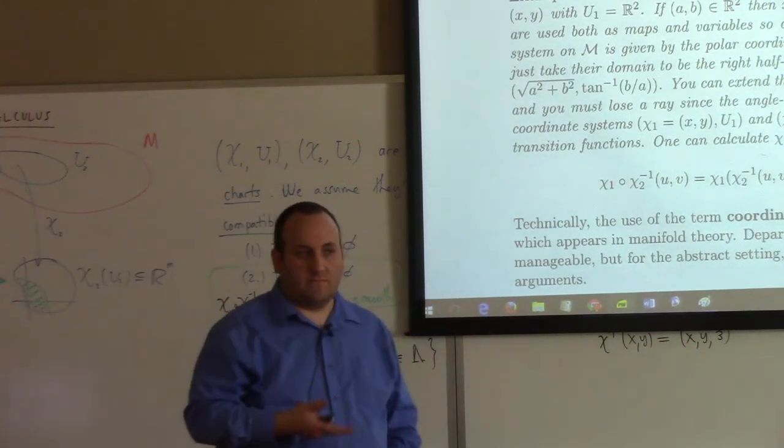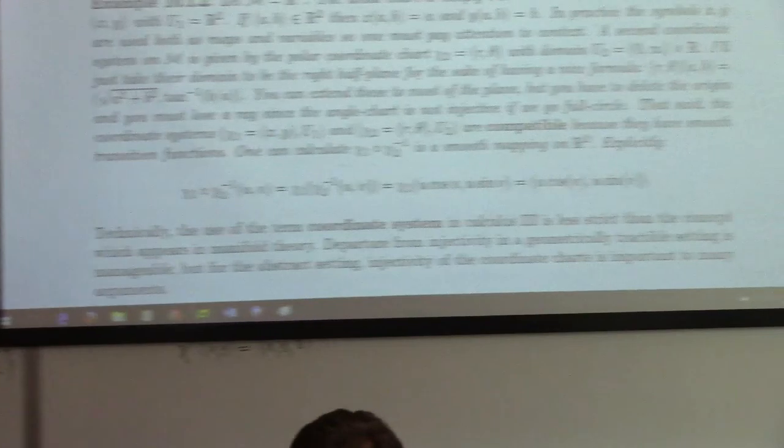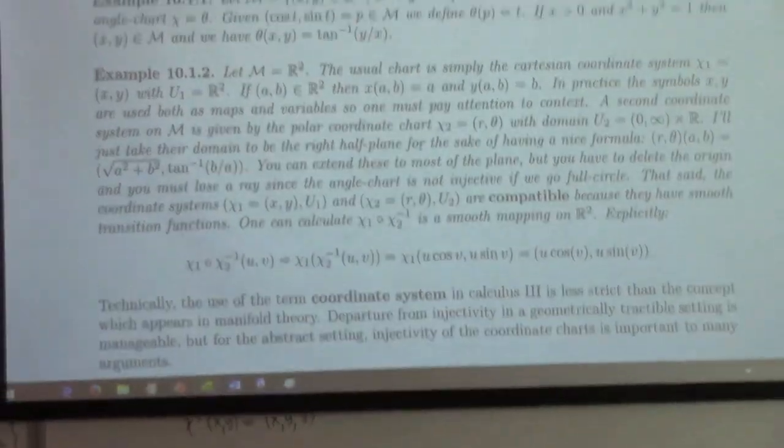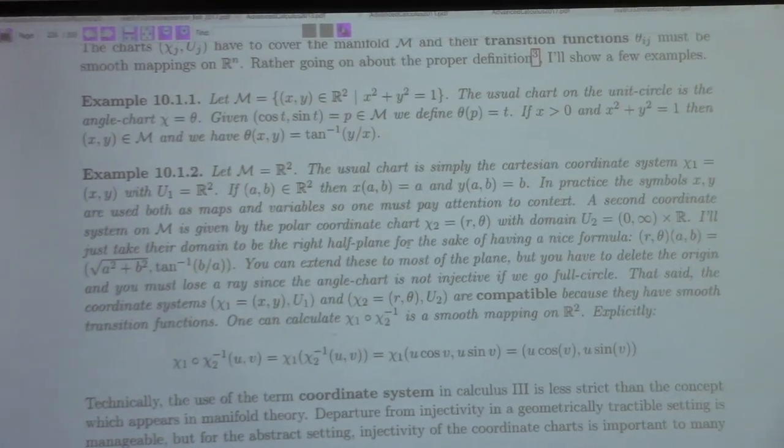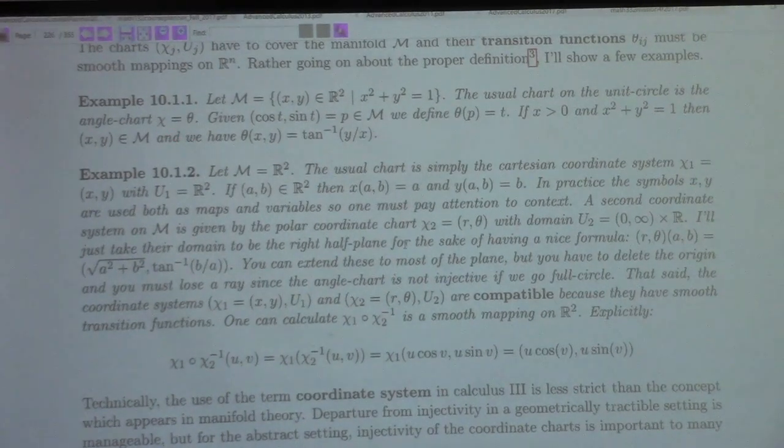Okay, let's get some examples in front of us. The unit circle is a manifold with respect to the usual angle chart. So you could say chi is equal to theta, with the understanding, what does that mean? If I feed theta a point, it spits back to me the standard angle theta. So I'm abusing the symbol theta a little bit. I'm using it both as the standard angle and as the mapping which takes in a point and spits out the standard angle.